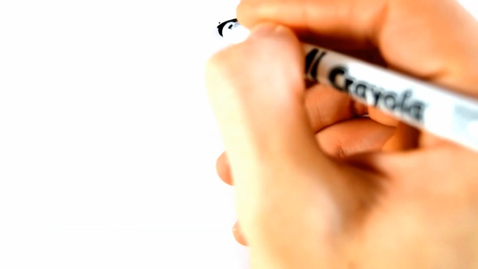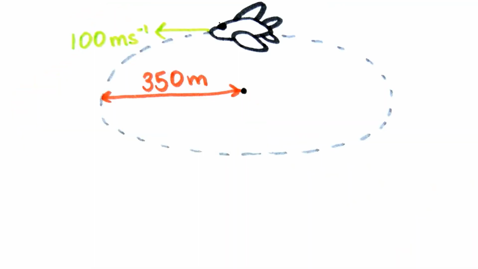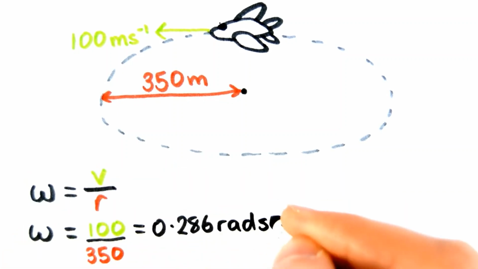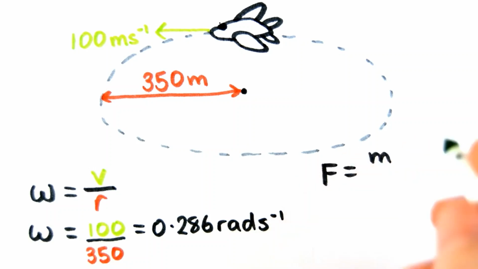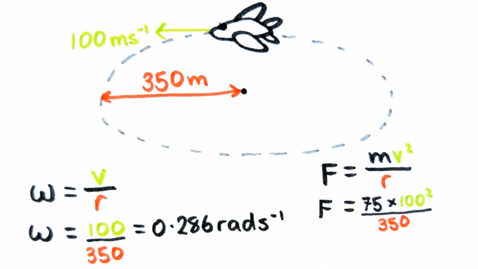For example, another aircraft display team perform a horizontal circle of radius 350 meters traveling at 100 meters per second. From this we can work out the angular speed as being 0.286 radians per second. If the mass of the pilot was 75 kilograms, then we could work out the centripetal force acting on the pilot as being 2,140 newtons.